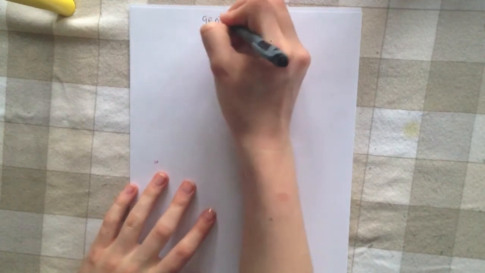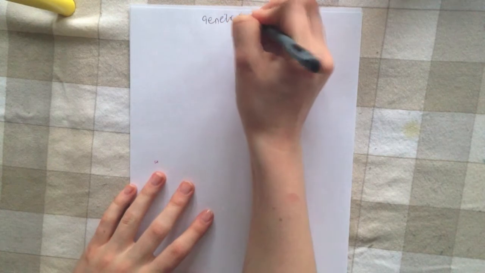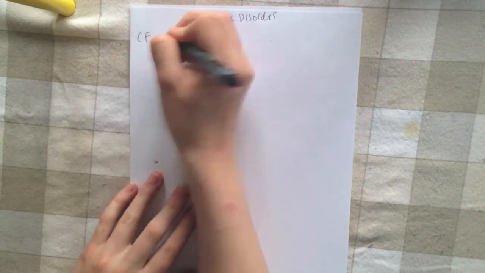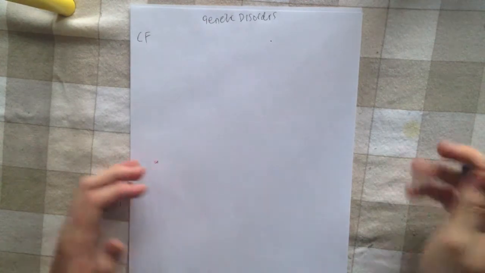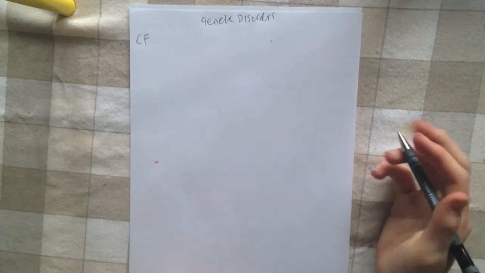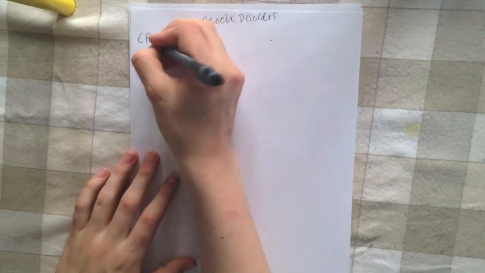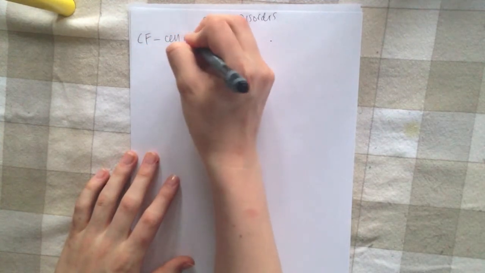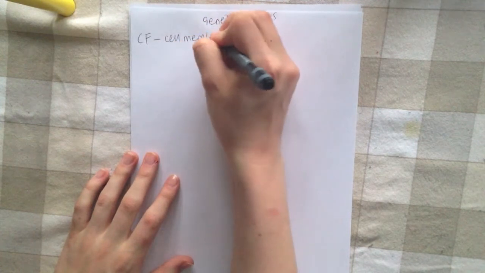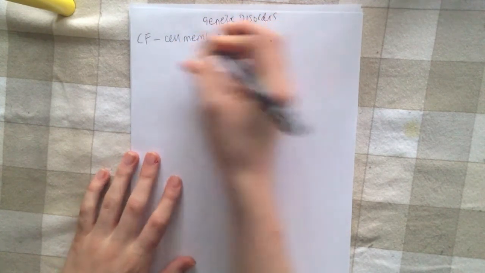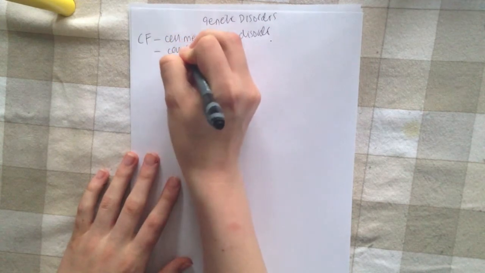Okay, so genetic disorders. First of all, we're going to start off with cystic fibrosis. I'm just going to write CF because cystic fibrosis, I write it so many times it will take too long. So, cystic fibrosis is a disorder of the cell membrane. It is caused by a recessive allele.